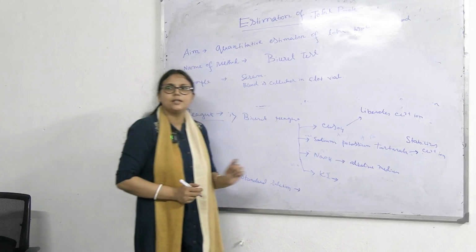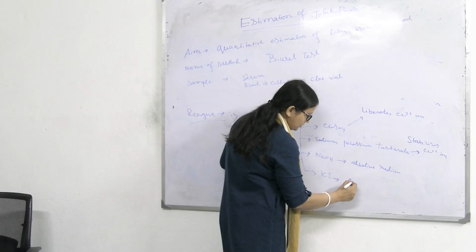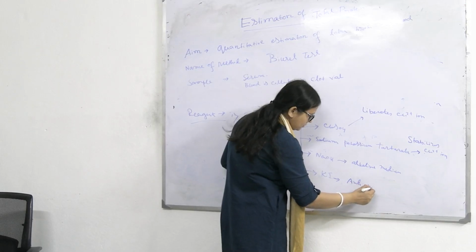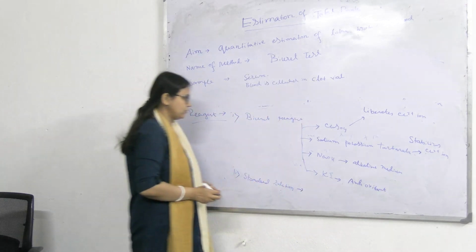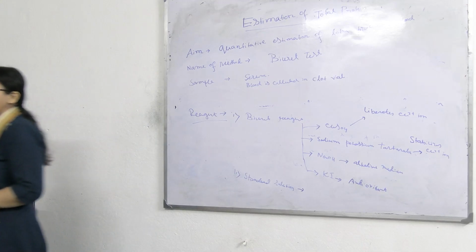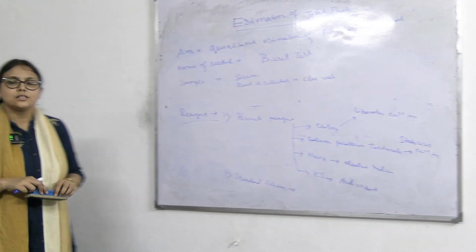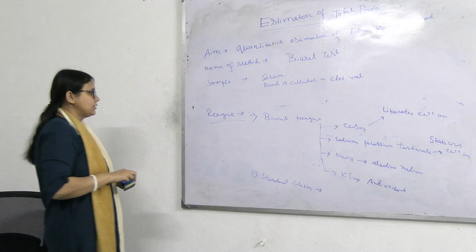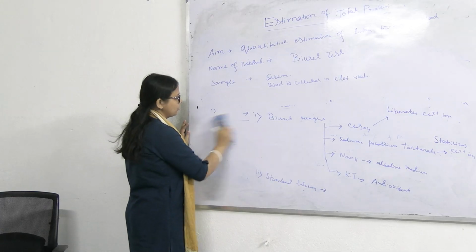Role of potassium iodide: it acts as an antioxidant. Okay, these are the reagents and the role of each component. CuSO4 provides Cu2+ ions, NaOH provides an alkaline medium, sodium potassium tartrate stabilizes the Cu2+ ion, and potassium iodide acts as an antioxidant. And there is a standard solution of protein.